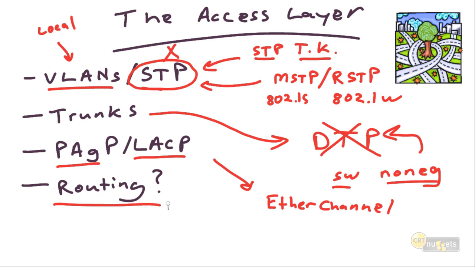If we have all layer 3 links between our layers, then we can eliminate the need for Spanning Tree Protocol entirely. But in most environments at the access layer, we are going to have layer 2 technologies that require Spanning Tree Protocol. So as promised, let me go ahead and elaborate for you on that Spanning Tree Protocol toolkit.